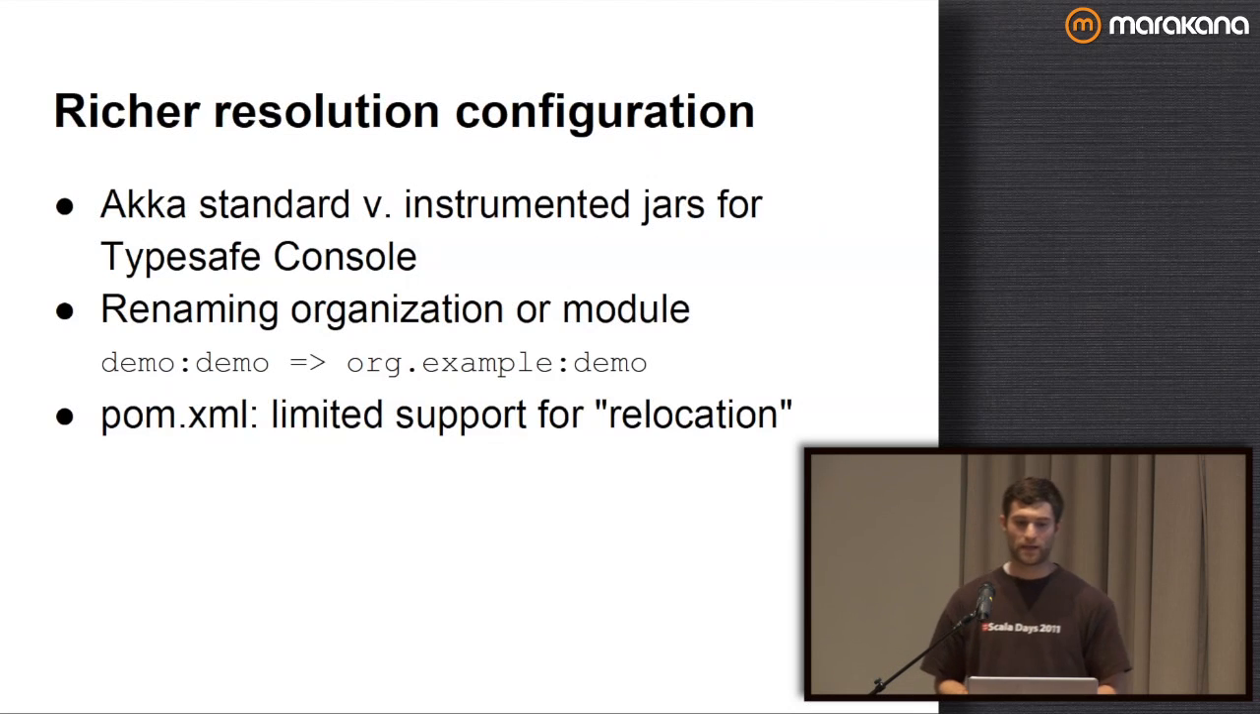Another example, it's kind of similar, but it's actually different, and that's richer resolution. So there was a problem that came up that Akka distributes standard jars. Akka core, Akka actors, I forget all of them, but then they also have instrumented jars. So like, I think with aspects, and this is used for the Typesafe console. So if you want to debug your application, you just depend on this special version of the jars instead. And they're binary compatible, everything like that. They're just drop-in, but you can't have both on the class path. You don't want the uninstrumented ones shadowing the instrumented ones.